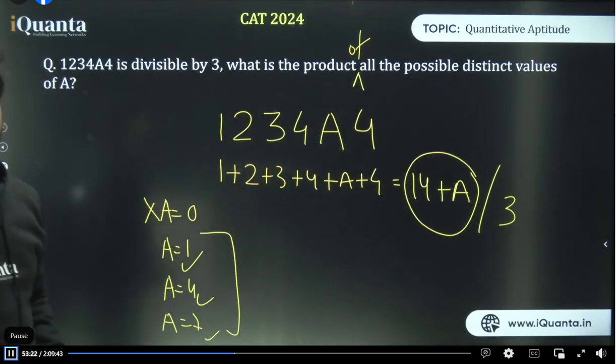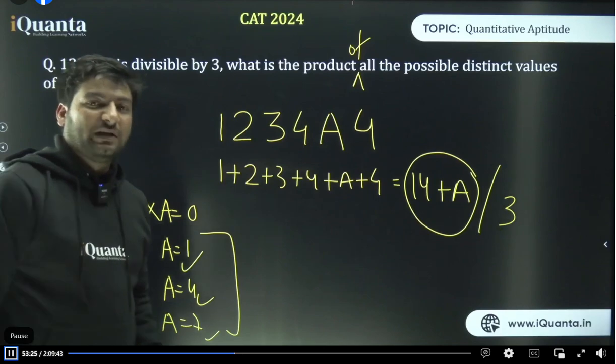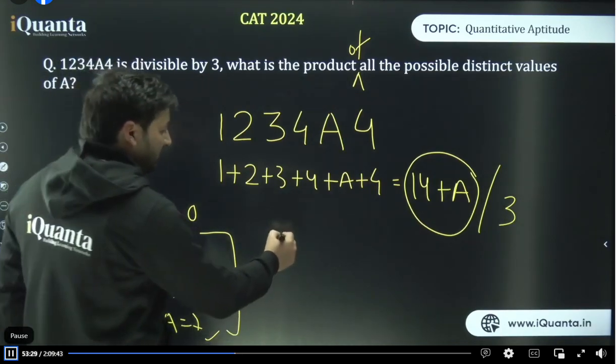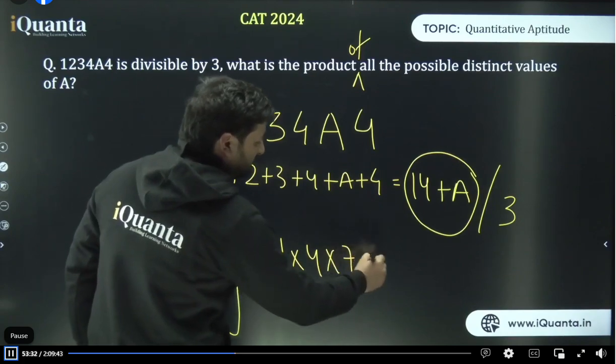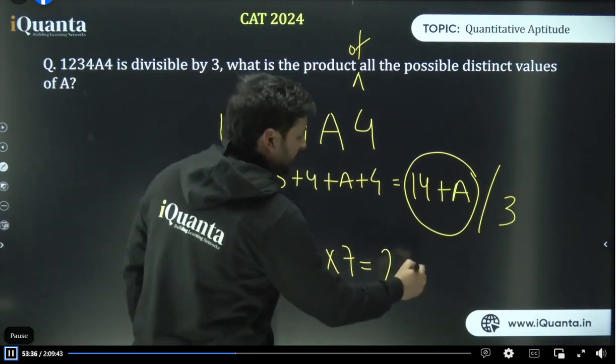Out of excitement, when you find a very easy question, you always tend to press the keyboard and answer these questions. Please do not commit such silly mistakes. We need the product, which is 1 into 4 into 7, which gives us a product of 28. So product basically means multiplication.